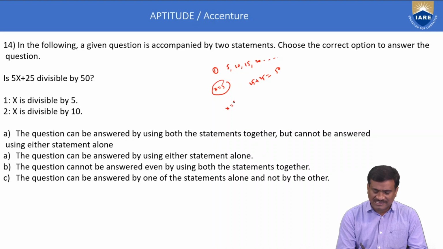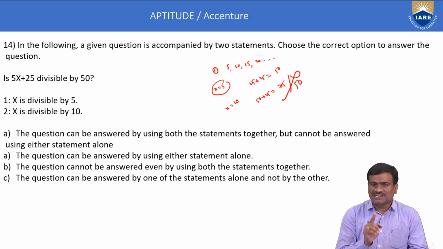Suppose x is equal to 10, then 50 plus 25 is 75. 75 is not divisible by 50, so this is not correct. Statement 1 implies x is equal to 5 is correct, but not x is equal to 10. So the statement alone is not sufficient because multiple solutions are possible. A alone is not correct.